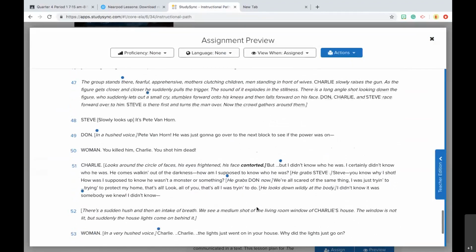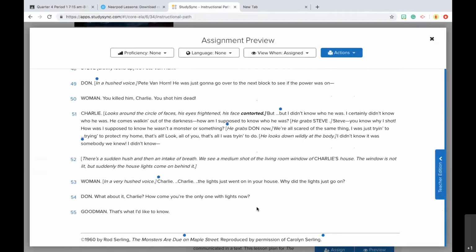Here we go, 51. So Charlie looks around the circle of faces, his eyes frightened, his face contorted. But I didn't know who he was. I certainly didn't know who he was. He comes walking out of the darkness. How am I supposed to know who he was? He grabs Steve. Steve, you know why I shot. How was I supposed to know he wasn't a monster or something?